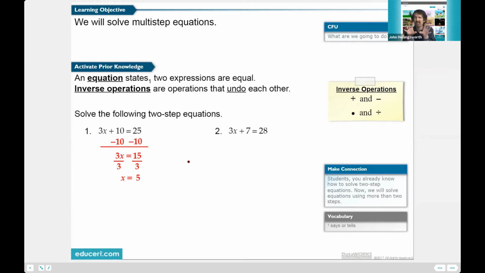Now I'm going to stop. This is activate prior knowledge. But if you were teaching this as original content in the class, and I just did this as a teacher, write this down now. Your question is, students, how did I solve this? Explain where this 10 came from. Where did this 3 come from? How did I get this?